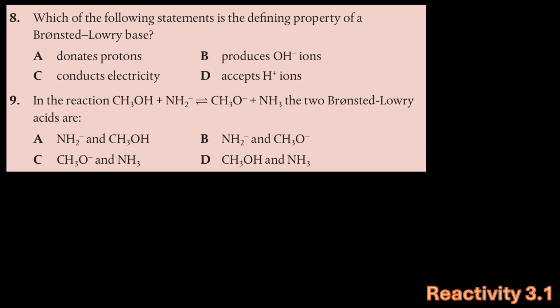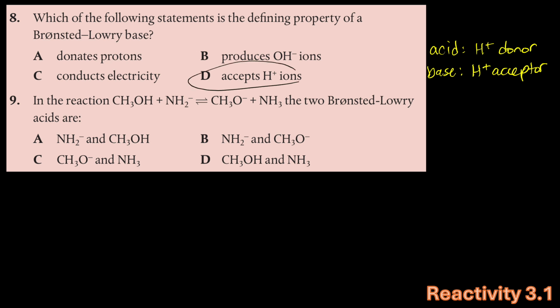All right, so before we begin this question, just remember your acid is your proton donor, and your base is your proton acceptor. So 8 says, which of the following statements is the defining property of a Bronsted-Lowry base? Well, we know a Bronsted-Lowry base is going to accept H+ ions, so the answer would be D.